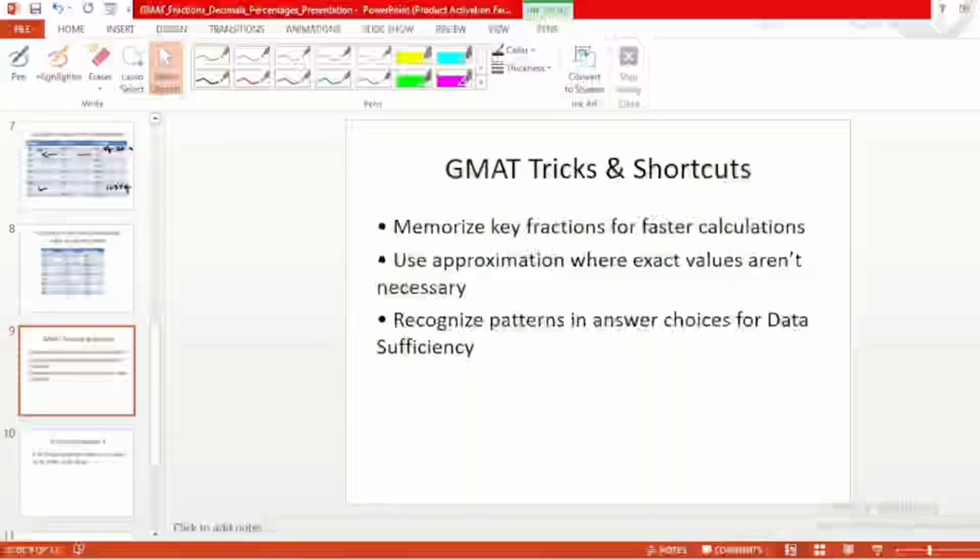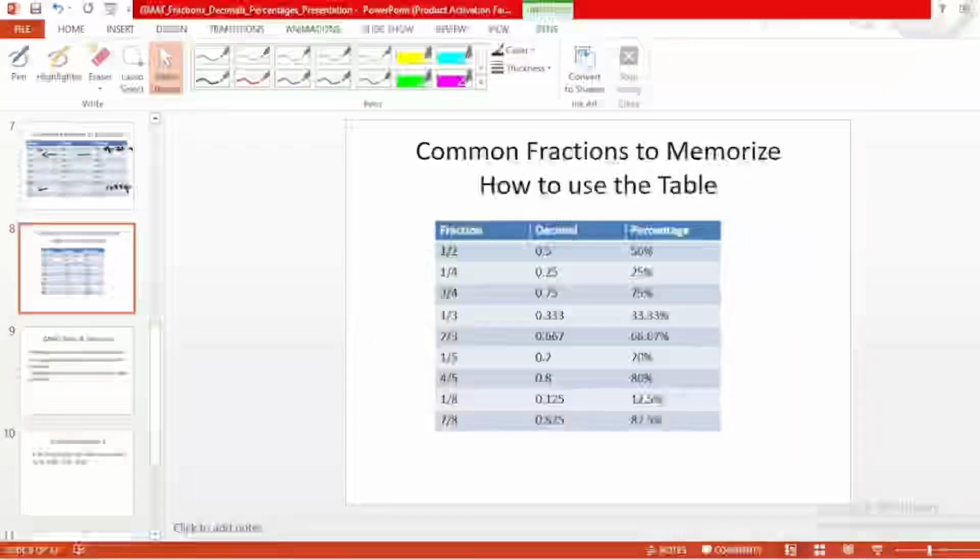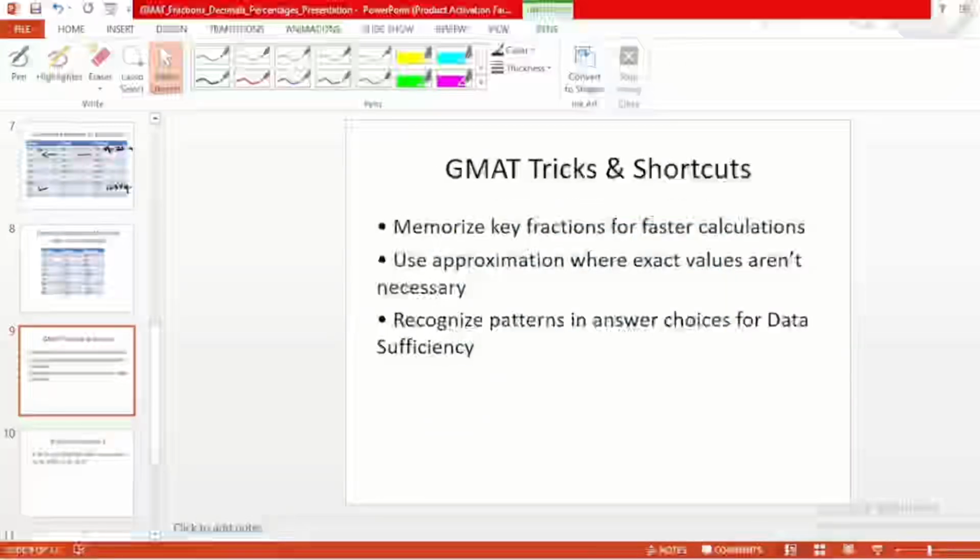We may proceed further. GMAT tricks and shortcuts. Memorize key fractions for faster calculation. As we have seen in the table previously, memorize them. Memorize these fractions and their percentage equivalents. Use approximation. Sometimes you may not get the exact value, you may get the approximate value. I can take an example of this.